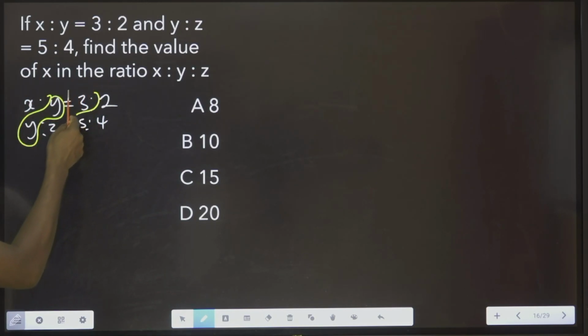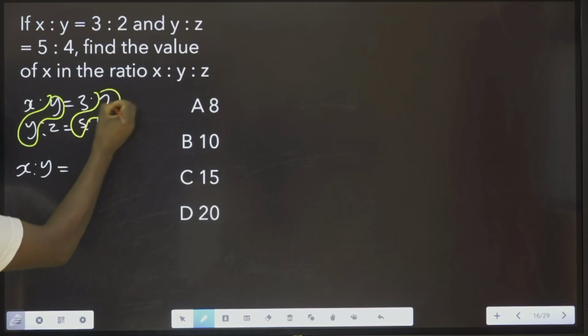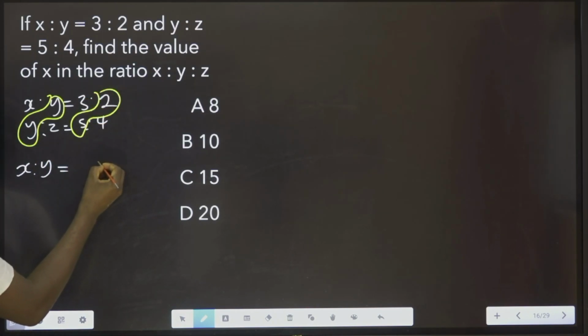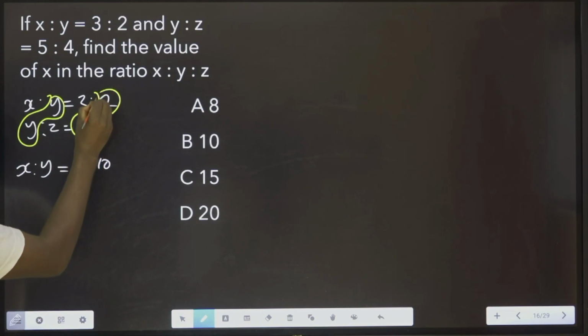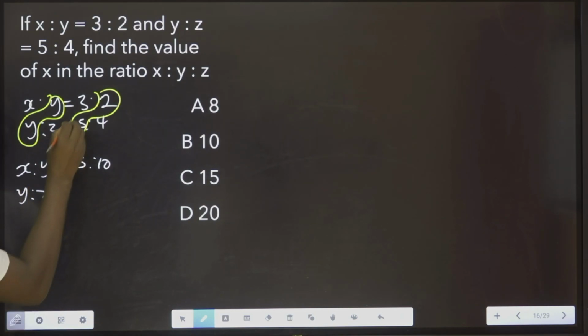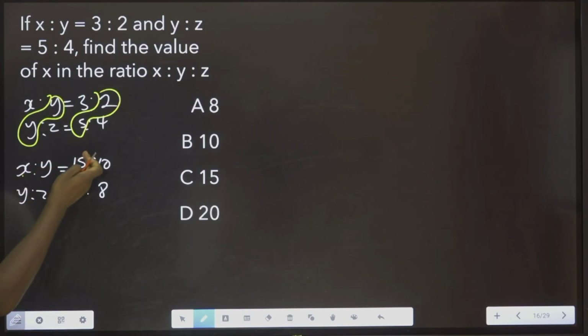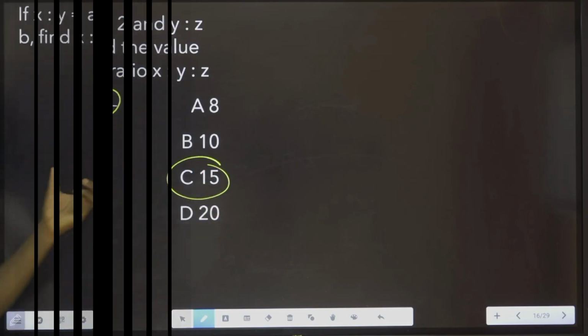So we need to find the LCM of 5 and 2, which is 10. So it means for this now, to make this 10, we must multiply it by 5. Because we multiply this by 5, 15. To make this 10, we multiply by 2. And because we multiply by 2, we must multiply this one by 2. Now we are asked to find the value of X. Without being told, this is X. C is the answer.